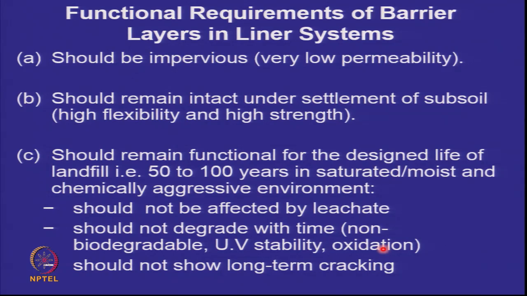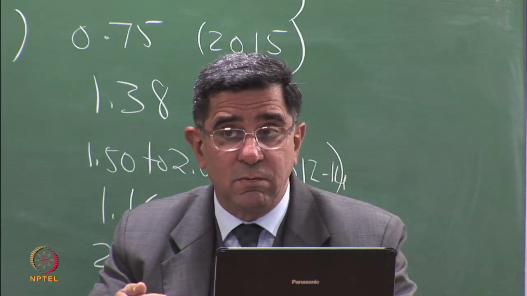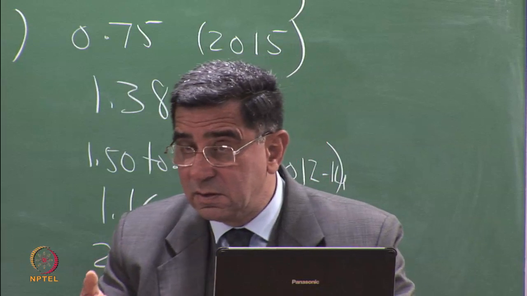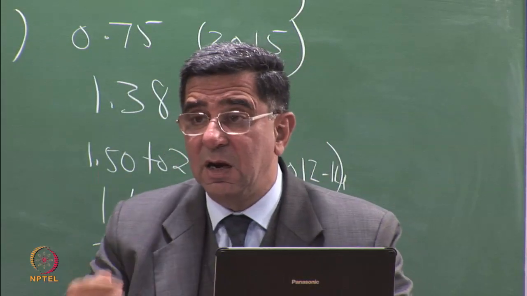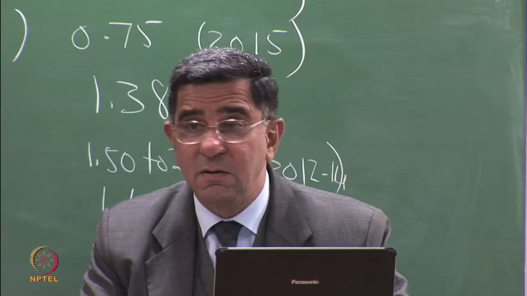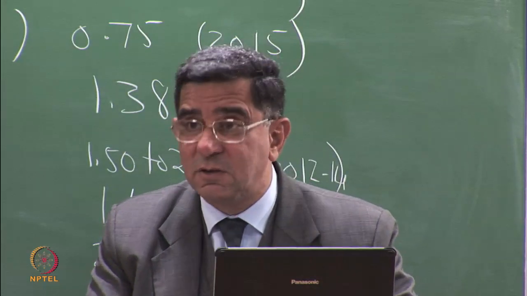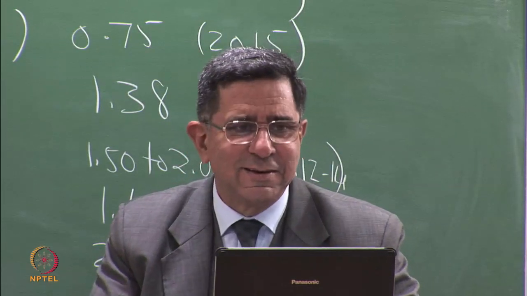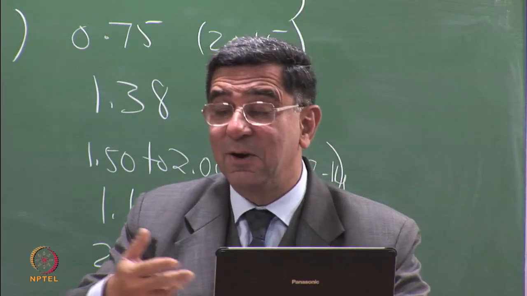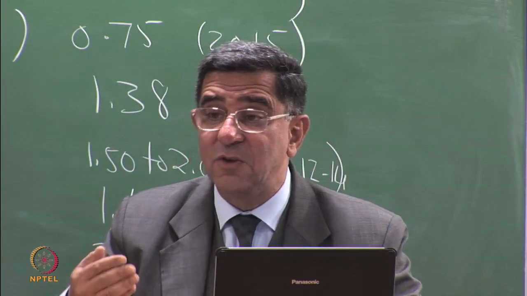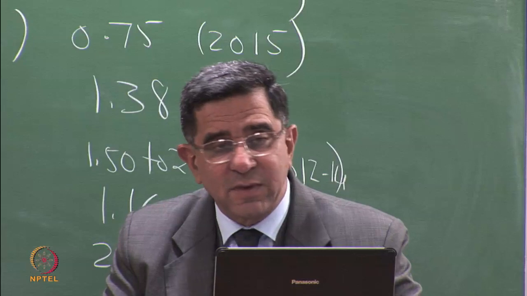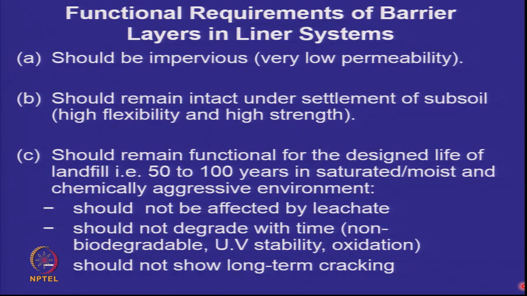And oxidation is a big culprit. When we are talking of something for a year, that's fine. But when we are talking for something for 100 years, then we are worried about oxidation. And you and I are getting oxidized. Is that right? To live longer, what do you have to have? Antioxidants. So first we are breathing oxygen, and then we are saying we are getting oxidized. So everything gets affected eventually in a very slow way by oxidation. So these have to be stable against oxidation for this period and should not show long-term cracking. That means works fine today, doesn't work fine after 10 years.